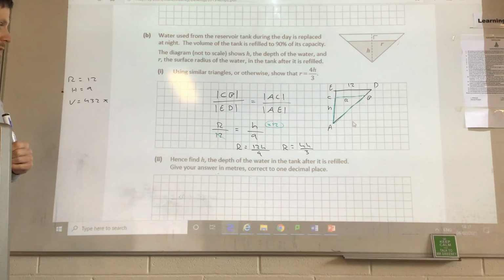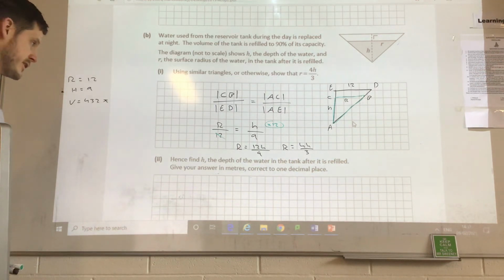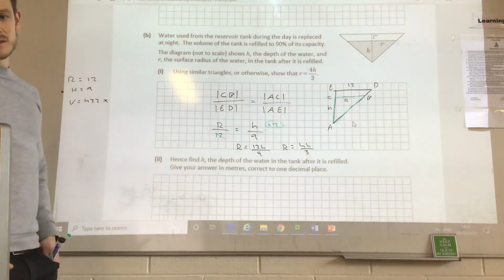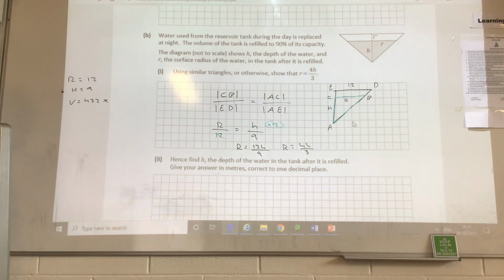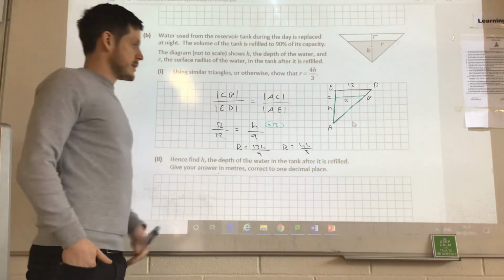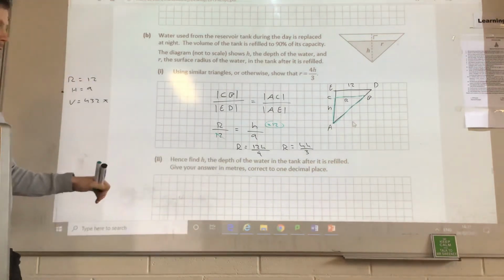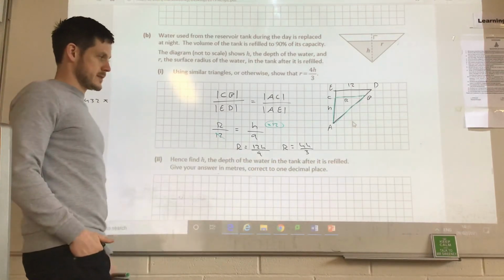Hence, find h, the depth of the water in the tank after it's refilled. Give your answer in meters, correct to 1 decimal place. Now this, I think, is a very difficult question. So, I want to figure out what the height here is. Now, a couple of things I know.